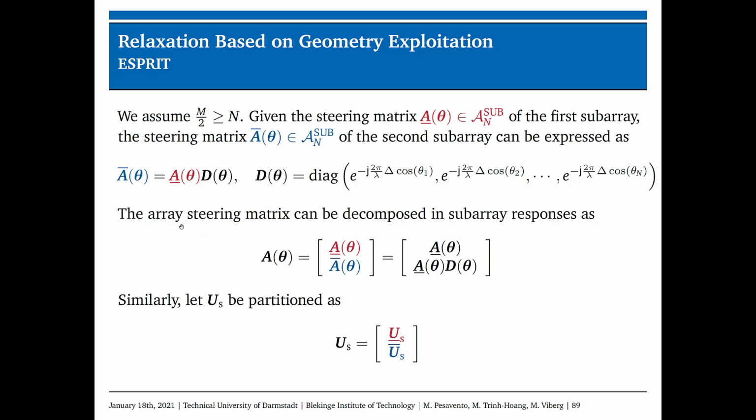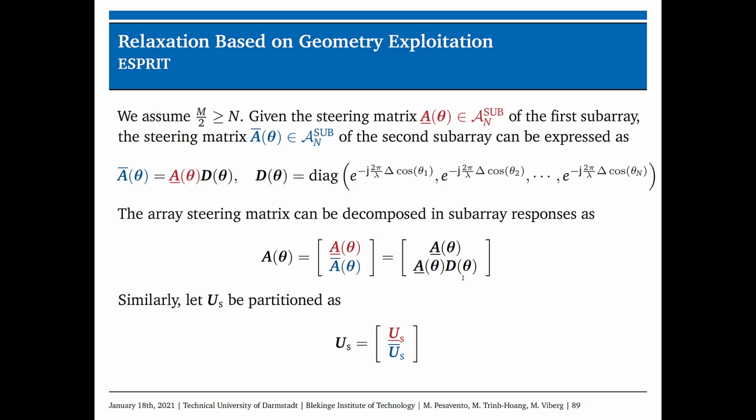The overall steering matrix A of theta can be partitioned into 2 parts, the red and the blue, corresponding to the steering matrix of the first subarray and the steering matrix of the second subarray, respectively. Inserting the relation between the 2 steering matrices, this block structure can also be expressed in terms of the steering matrix of the first subarray and the diagonal phase shifting matrix Delta of theta.